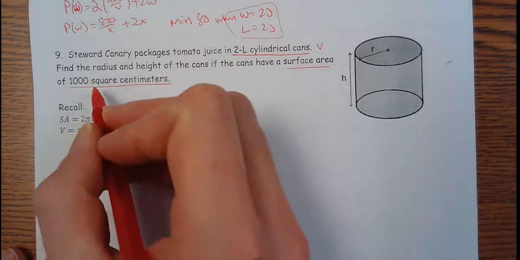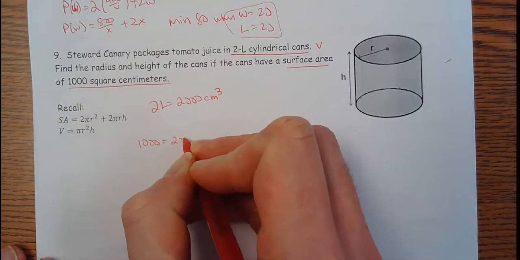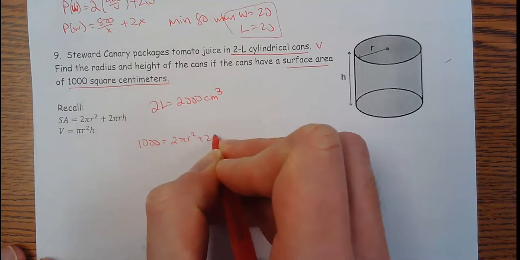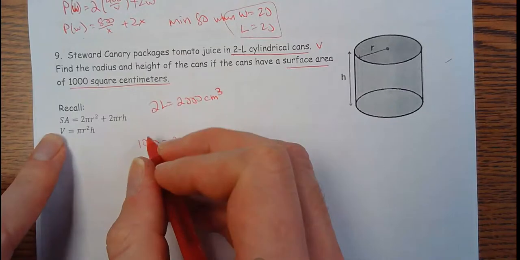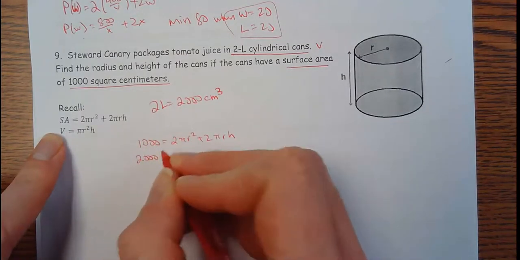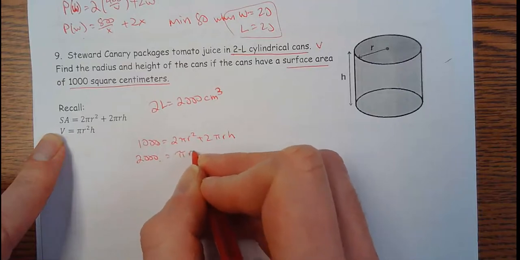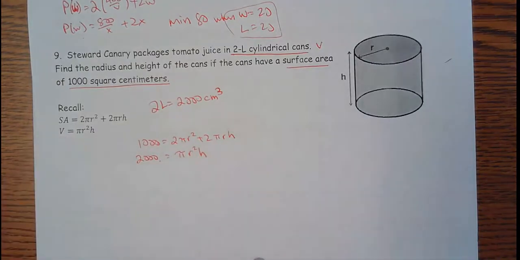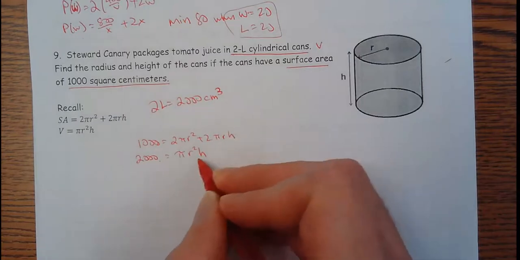So the surface area is 1,000, so I'm going to plug in 1,000 equals 2 pi r squared plus 2 pi r h, and then the volume is 2,000 cubic centimeters, pi r squared h. I want one equation, so I have to combine them. And one thing they have in common is an h that I can isolate.